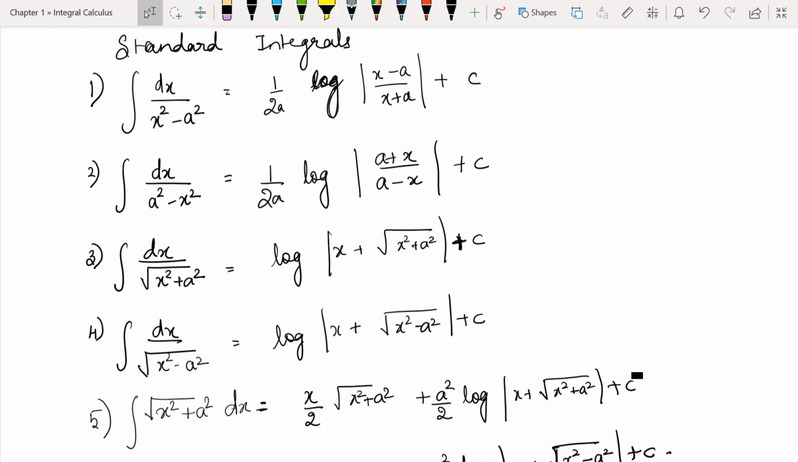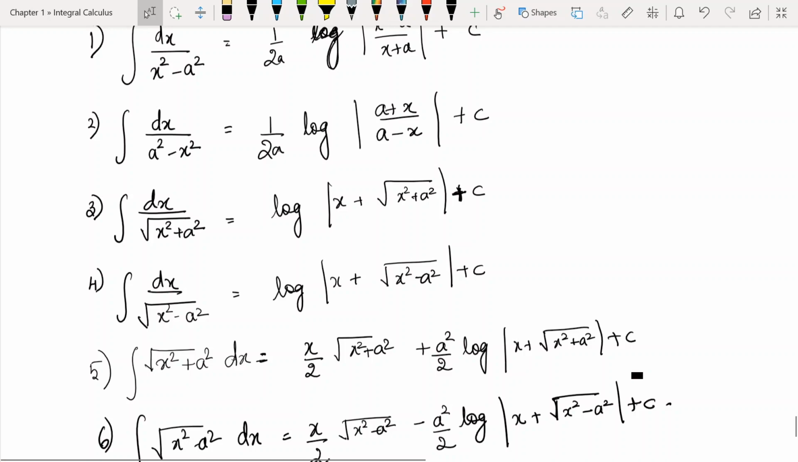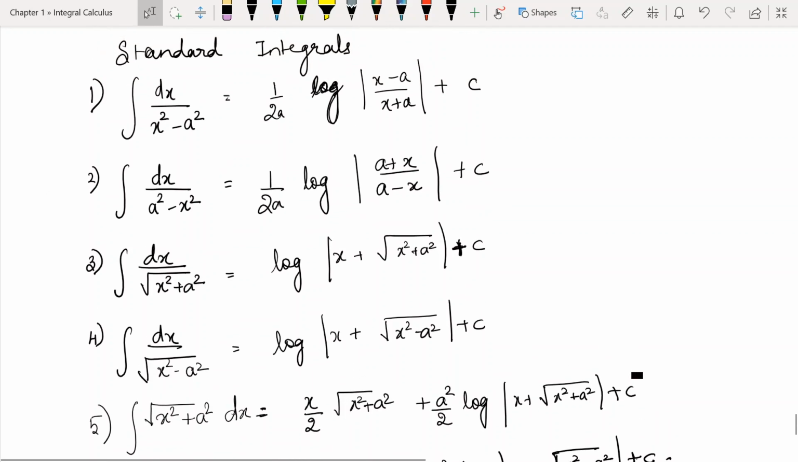Hello friends, welcome to this lecture 7 on integral calculus. What I'm going to be doing in this lecture is some questions based on standard integral formulas. So we have a set of 6 formulas here, and I'm going to teach you the application of these formulas.